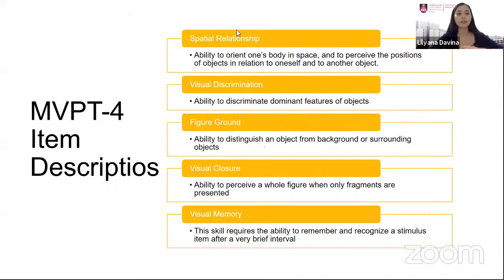Now, let's take a look at all the 5 abilities, one by one. Maybe I can explain those abilities in Malay and give some examples of activities so that you guys can understand more. Okay, the first one, spatial relationship.